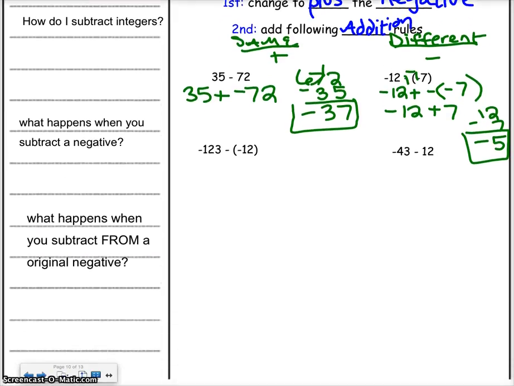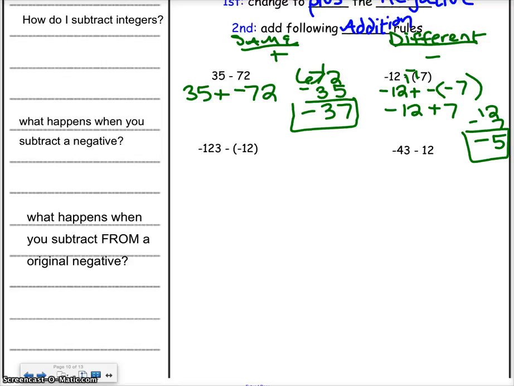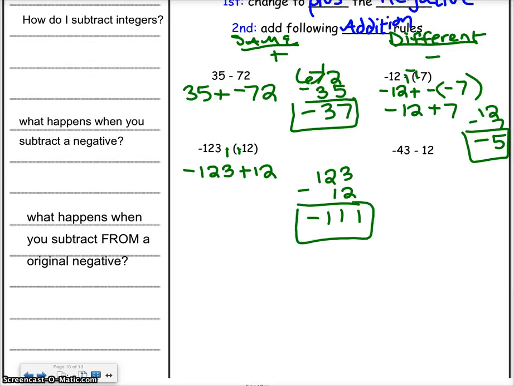Okay, negative 123 minus a negative 12. I see I can turn it to plus plus. Did you see that? Yes. So now I'm just rewriting it so it looks not messy: negative 123 plus 12. Are they the same or different signs? Different. So subtract 123 minus 12. And what do I get? 111, and I have more negatives, so it's going to be a negative answer.